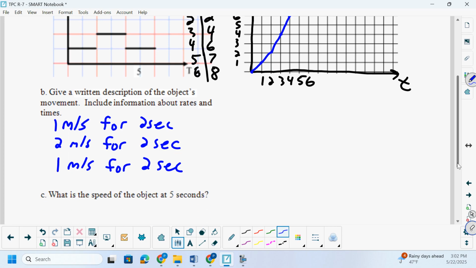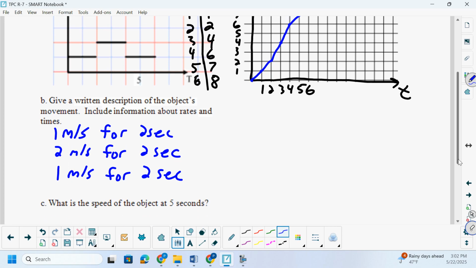For our next follow-up question, what's the speed of the object after 5 seconds? So for speed, we'll look at the velocity graph. Find 5 seconds on our time axis and see what y value we're at. We're at a y value of 1, so we're going 1 meter per second.